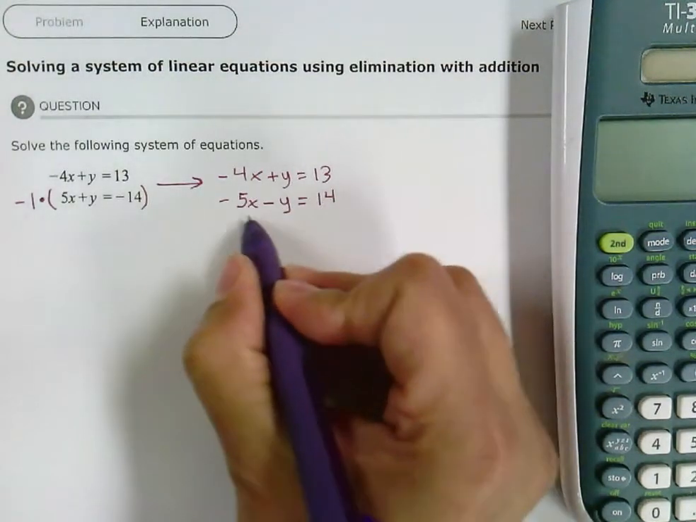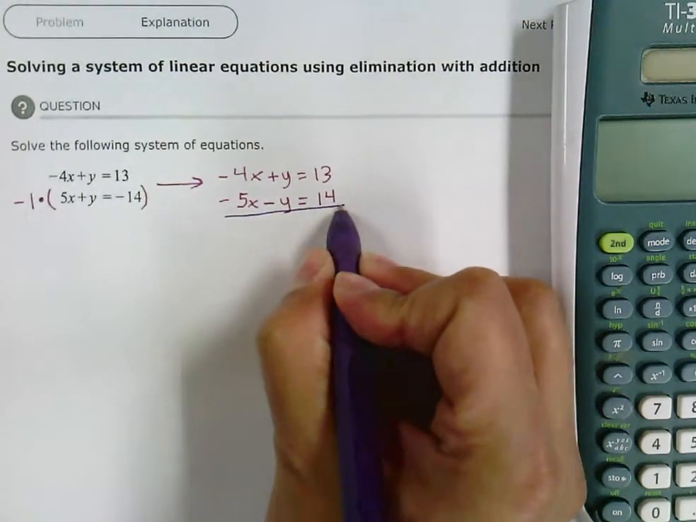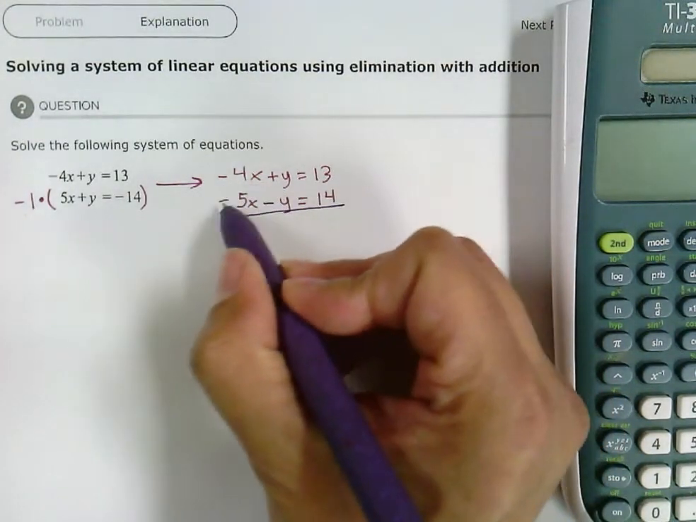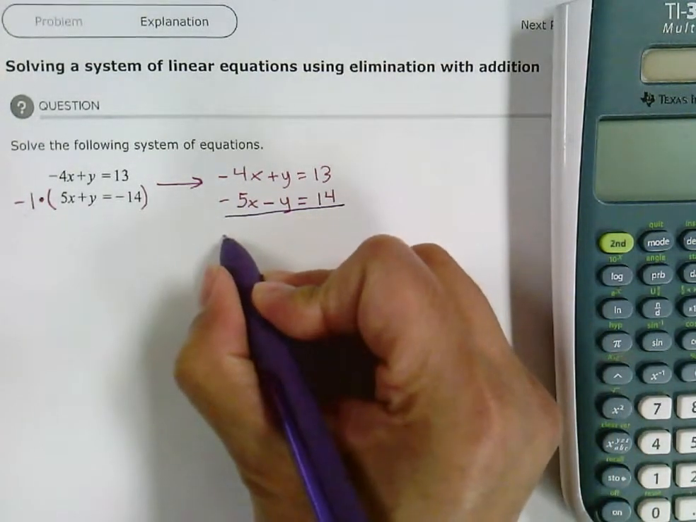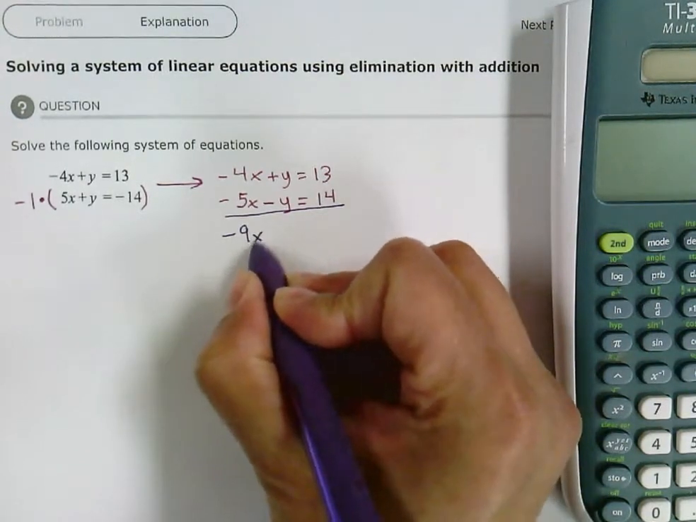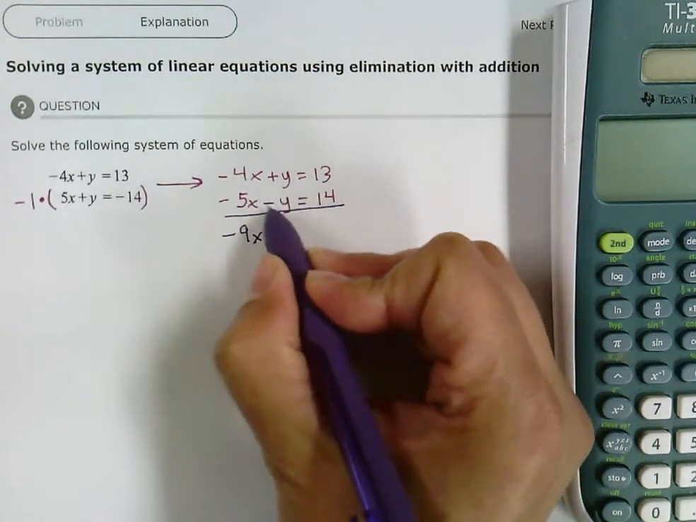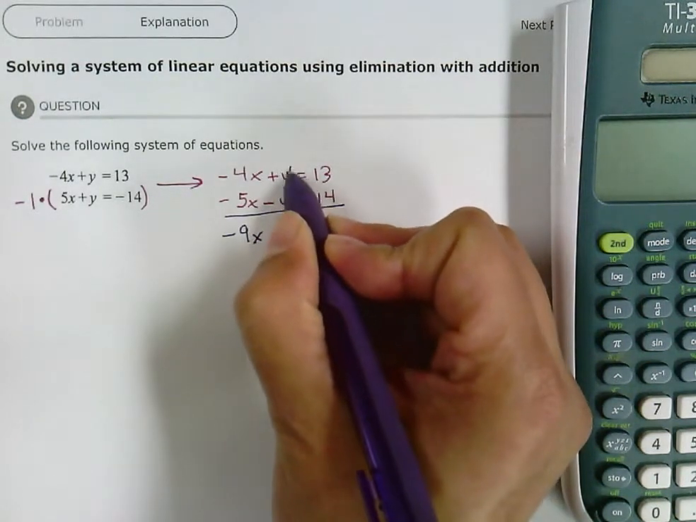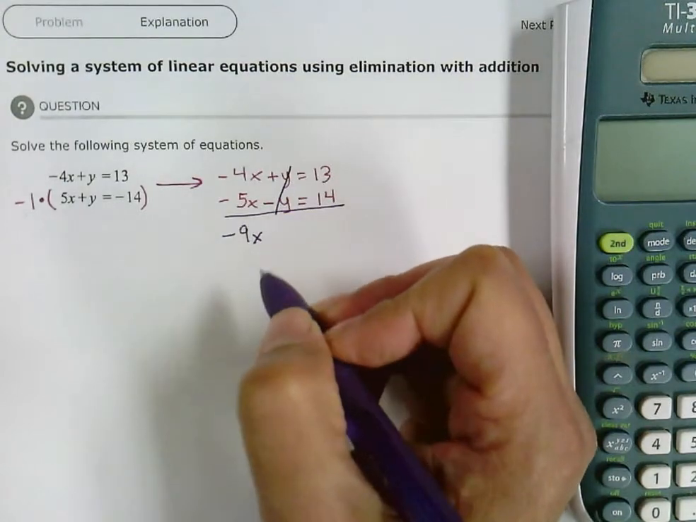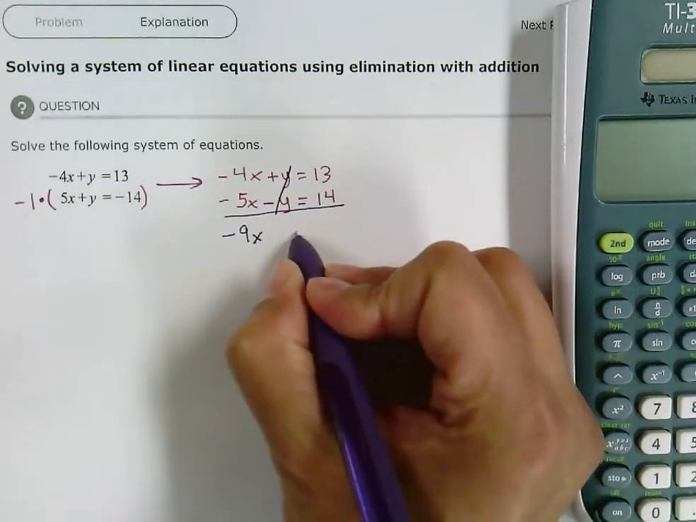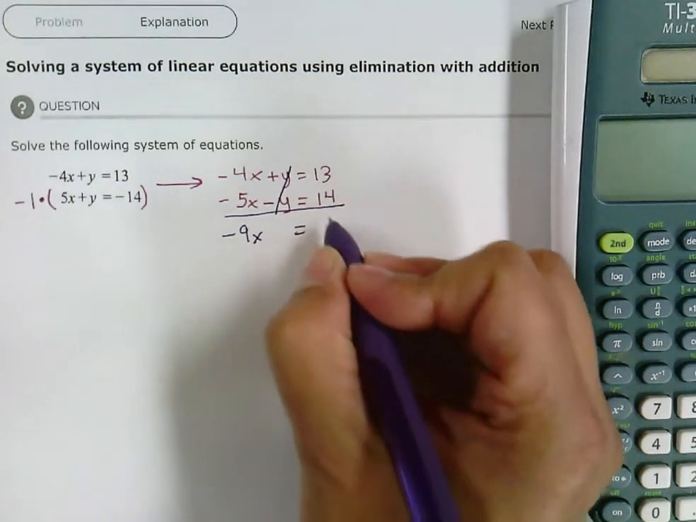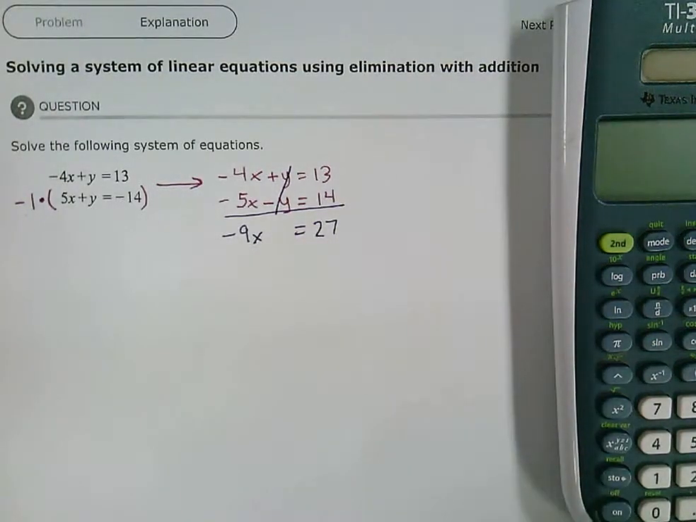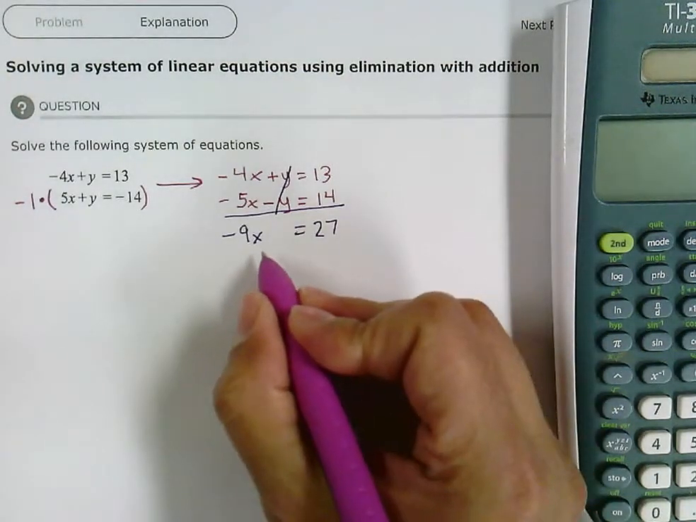Now we are ready to combine the two equations. I will write this line as our addition bar. When we combine negative 4x and negative 5x, we get negative 9x. Again, the goal when rewriting the equations was for these two to add up to 0, so we will simply cross these out to indicate that they cancel each other out. Bring down the equal sign. 13 plus 14, 27. Now we have a one-step equation for the variable x.